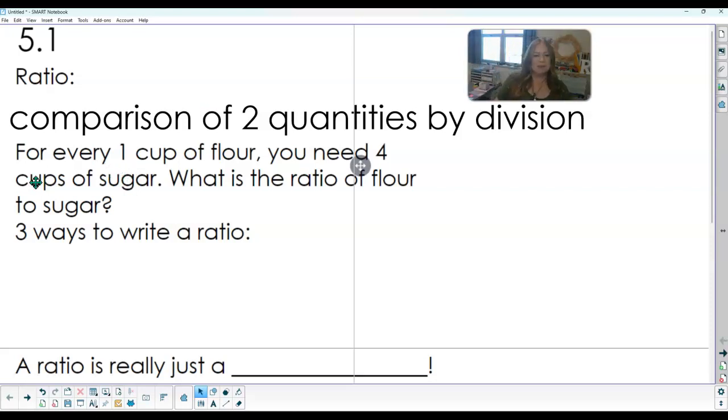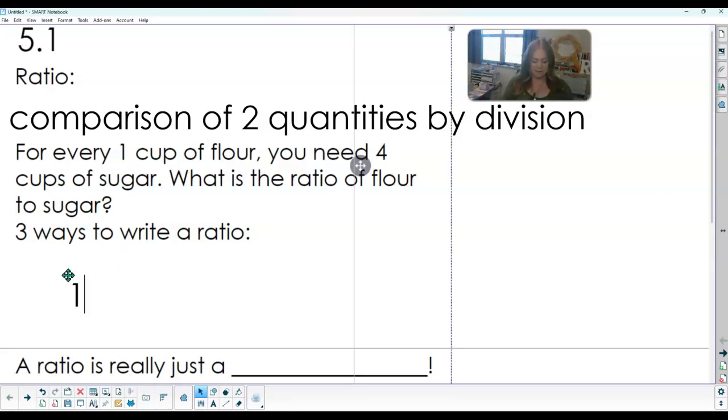Our example says that for every 1 cup of flour, you need 4 cups of sugar. What is the ratio of flour to sugar? We're dumping in 1 cup of flour, 4 cups of sugar, and we're going to compare how much of each one. So we need to list flour first, sugar second. There are 3 ways that you can write a ratio. You need to know how to write all 3 ways and know that they really are telling us to do the same thing.